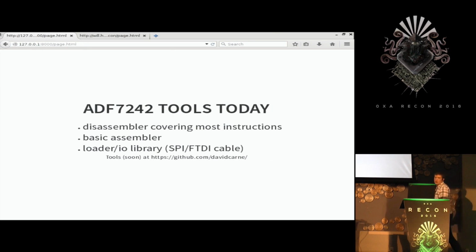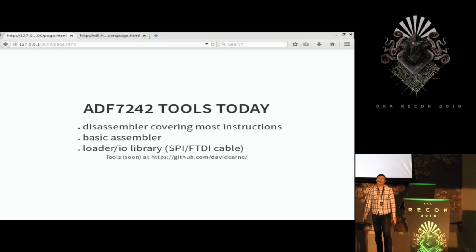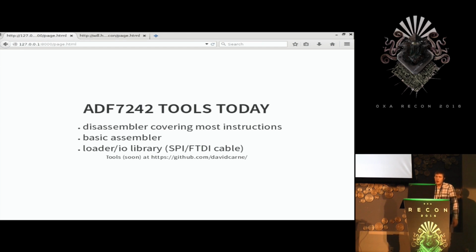And so the state of the tools today for this particular core, I have a disassembler that covers the vast majority of the instruction space. The ones that I don't know about never appear in the disassembly I have. So the best guess I have is that they're either unimplemented, encoding space, or they do something that I haven't found state for yet. I have a basic assembler, as well as the disassembler, of course, and a loader and I/O library for playing with this thing. And I'm going to post it soon at github.com/davidkarn. It's not going to be while I'm at Recon because I didn't bring my SSH keys.